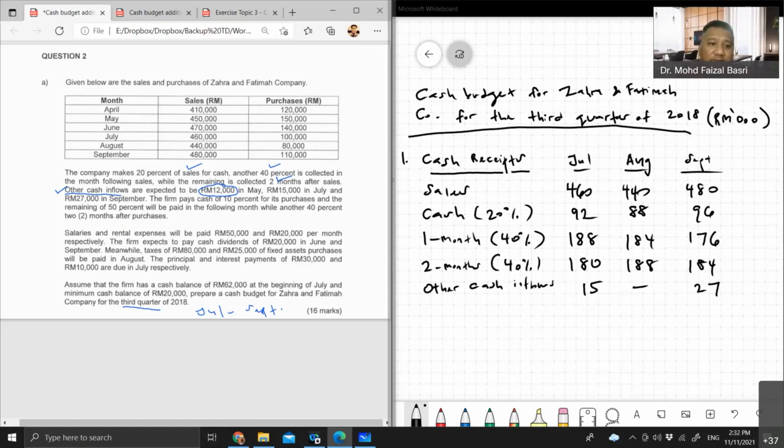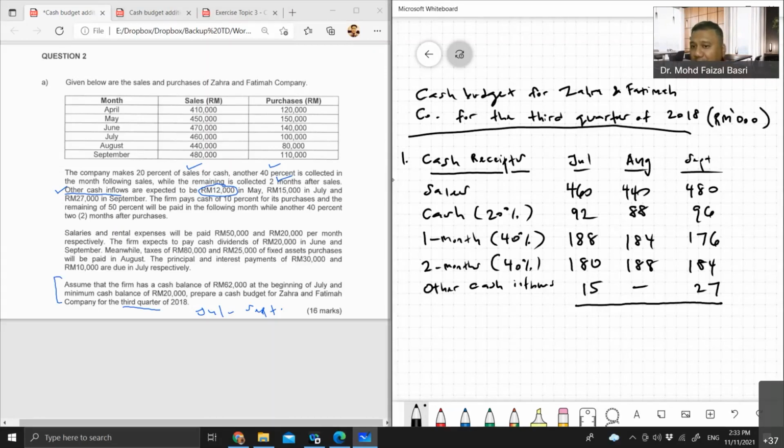And finally, assume that the firm has a cash balance, beginning and minimum cash balance. Okay, once you reach a point where they mention about the cash balance, minimum cash balance, and also the instruction, this is basically the end of information, and this information will be used in our third section, the cash reconciliation. Okay, so therefore, we've gone through every information. Dah tak ada dah. There's no more inflows. That's it.